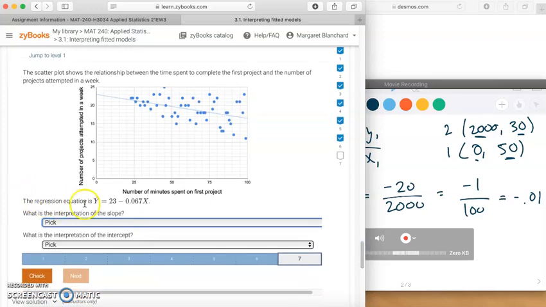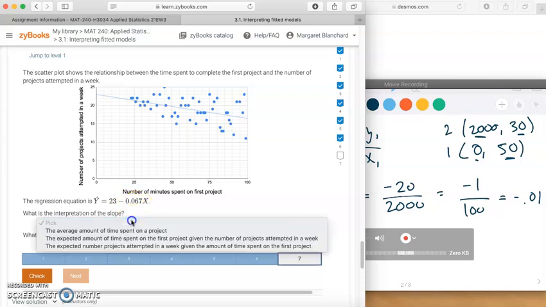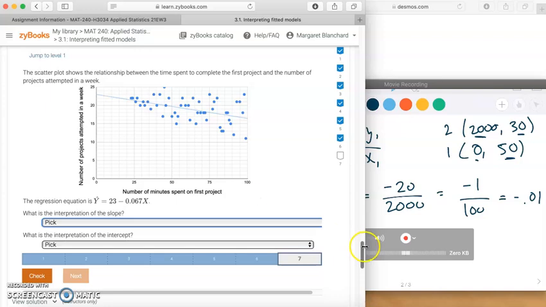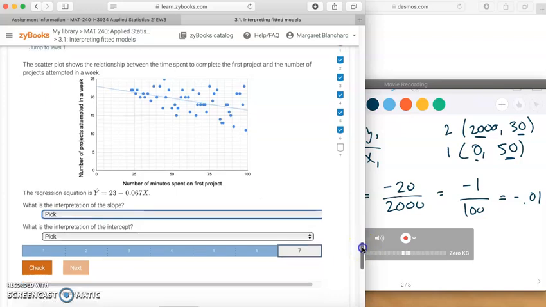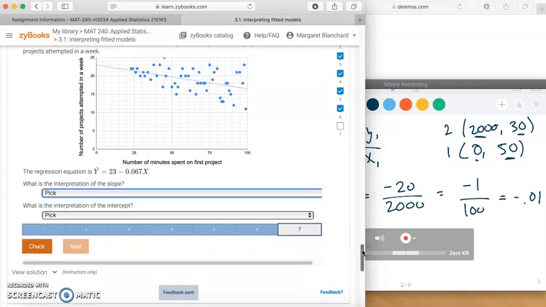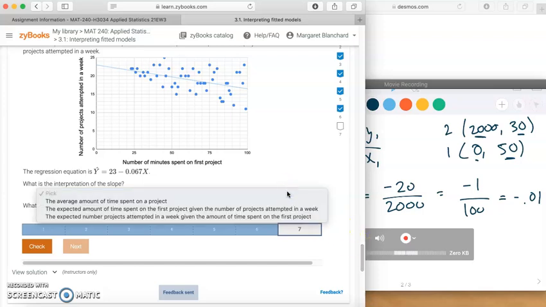So it gives us the regression equation, y hat equals 23 minus 0.067x. The interpretation of the slope. Remember, the slope's going to tell us that for every increase in the x variable, what do we expect? In this case, it's a decrease in the y variable. So we're looking for the expected amount or change in the y variable. It tells you the average amount of time spent on a project. That's not it.